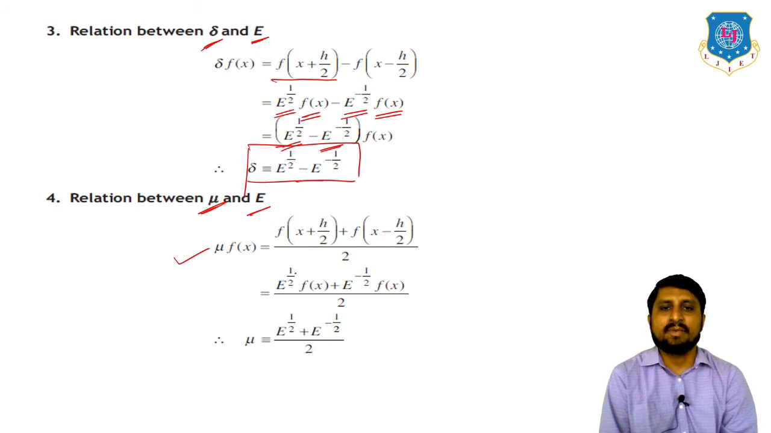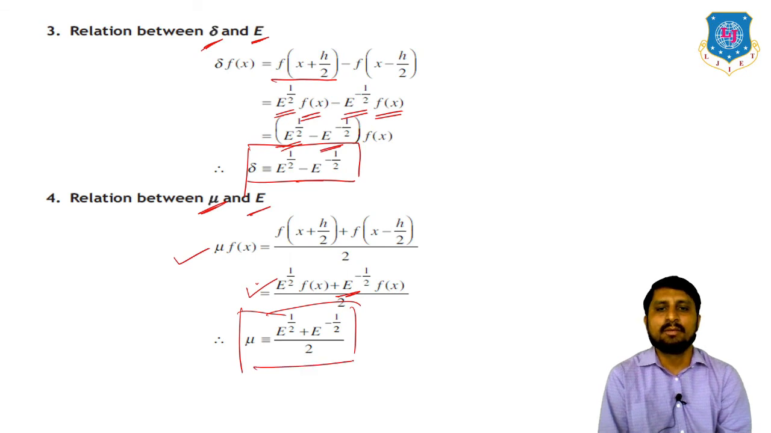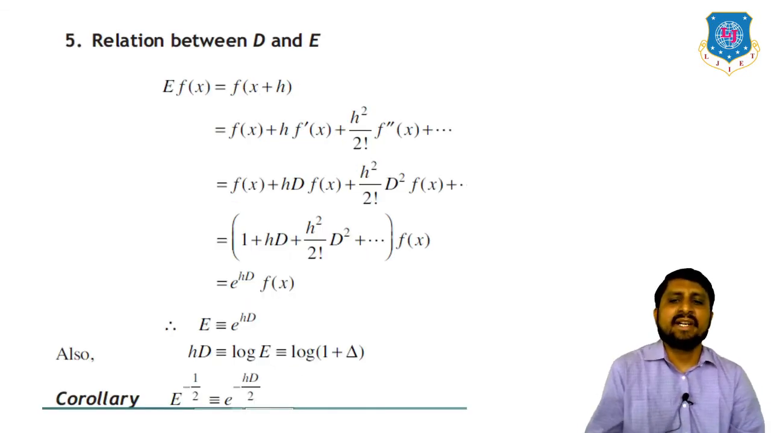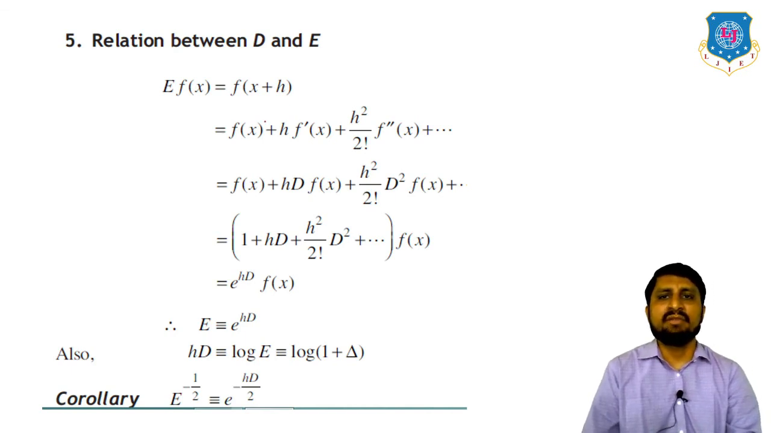What is f of x plus h by 2? That can be written as e raised to 1 by 2 f of x. f of x minus h by 2 can be written as e raised to minus 1 by 2 f of x. So easily you can prove that nu is nothing but e raised to 1 by 2 plus e raised to minus 1 by 2, divided by 2. And this is quite interesting and important: the relation between the differential operator capital D and E.